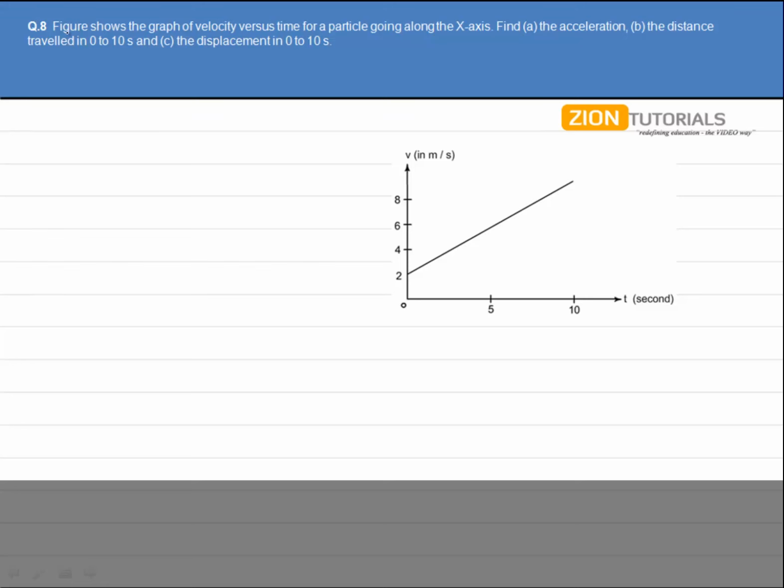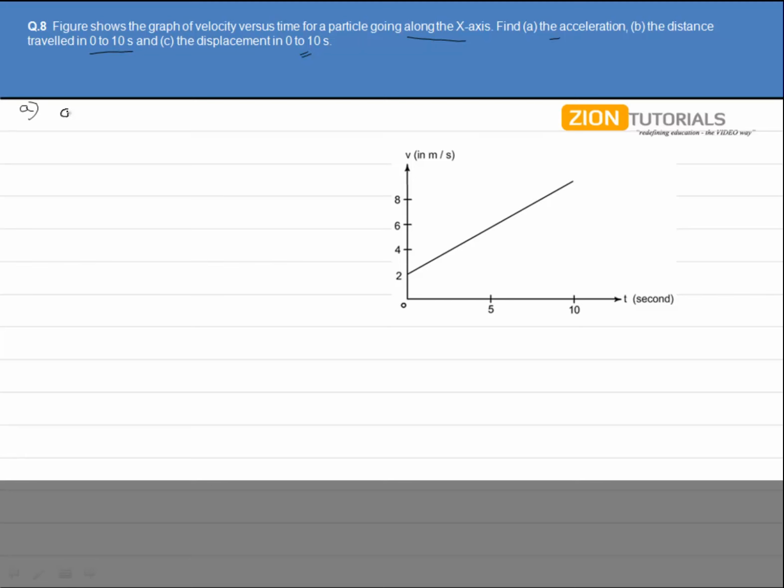As the question says, the figure shows the graph of velocity versus time for a particle going along the x-axis. Find the acceleration, the distance traveled in 0 to 10 seconds, and the displacement in 0 to 10 seconds. So let us start with the acceleration.